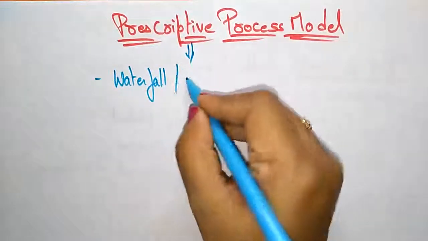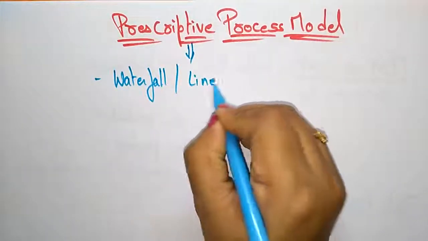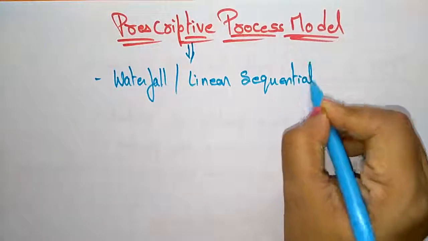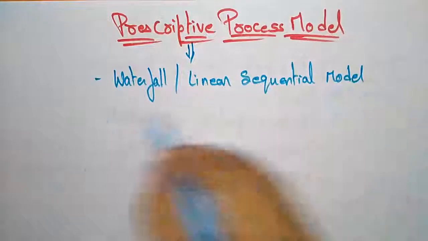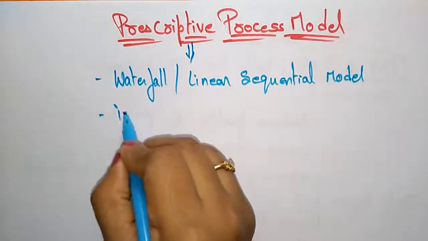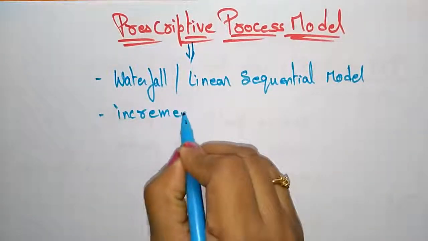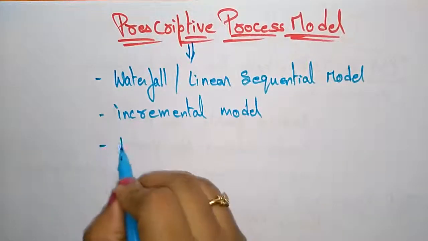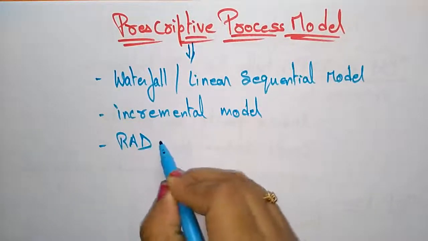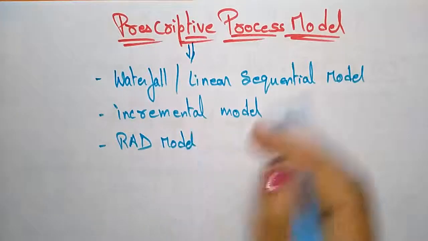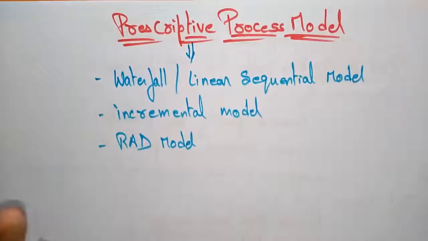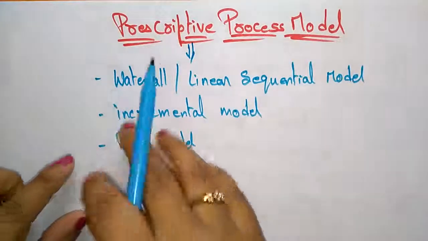We also call it the linear sequential model, and the incremental model, and the RAD model. So these three come under the prescriptive process model. So whenever the question comes, write about the prescriptive process model, try to write about these three.